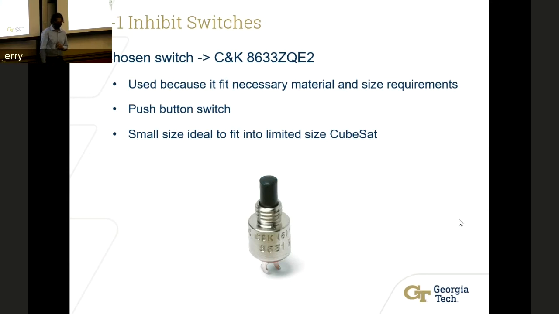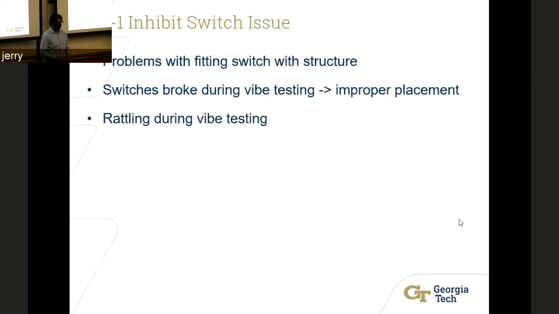So to cover what GT1 did, they had a push-button switch, and they picked this specific one because it met the material requirements to be launched into space, it was small enough to fit properly within our CubeSat, and it fit within the budget of what we needed for the mission. However, there were some issues that arose with trying to integrate this switch into GT1. The good news is a lot of that was due to human error, machining error, and improper design rather than the inhibit switch reliability itself.